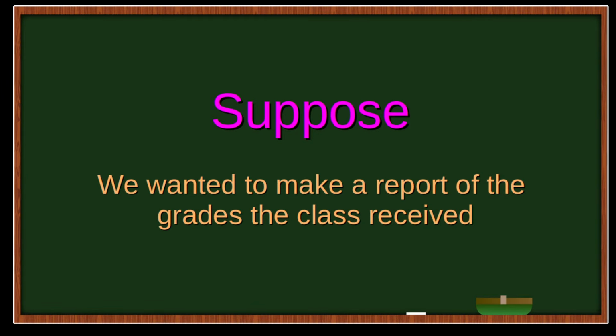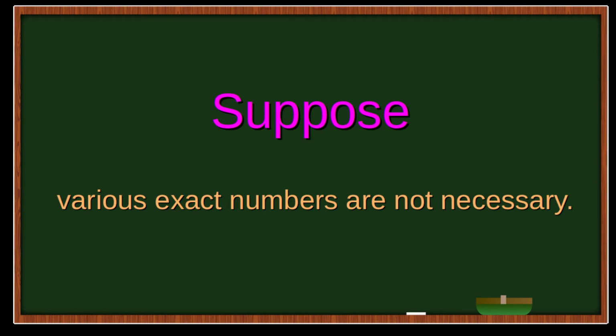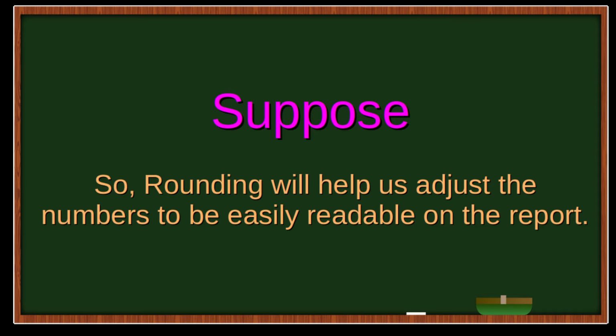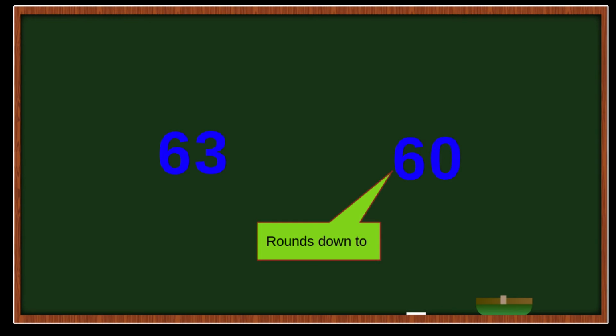Suppose we wanted to make a report of the grades the class received on their last test. And since this report was just for quick information, exact numbers are not necessary. So rounding will help us adjust the numbers to be easily readable on the report. In this example, we have grades of 63, 87, 95, 82, and 75. 63 rounds down to 60.